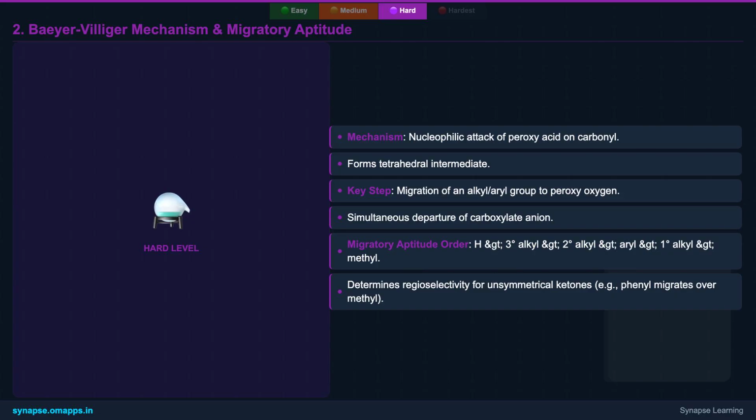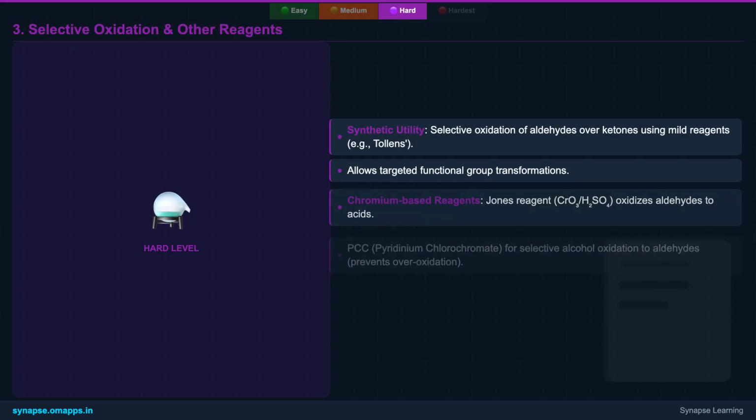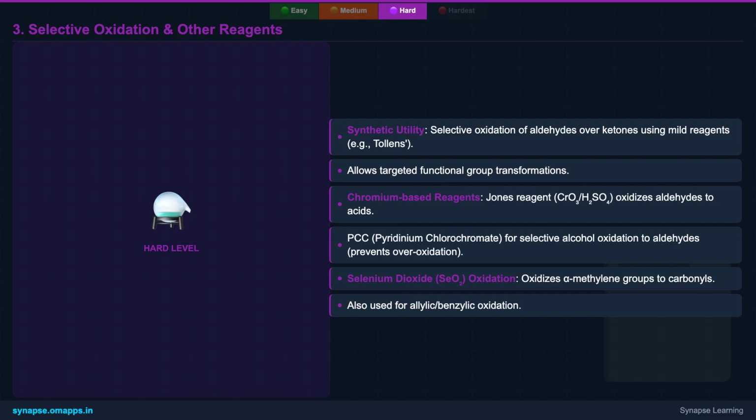This migration isn't arbitrary, it follows a specific order of migratory aptitude. Hydrogen migrates most readily, followed by tertiary alkyl, then secondary alkyl, aryl, primary alkyl, and finally methyl. This order dictates which side of an unsymmetrical ketone the oxygen atom inserts, determining the structure of the resulting ester or lactone.